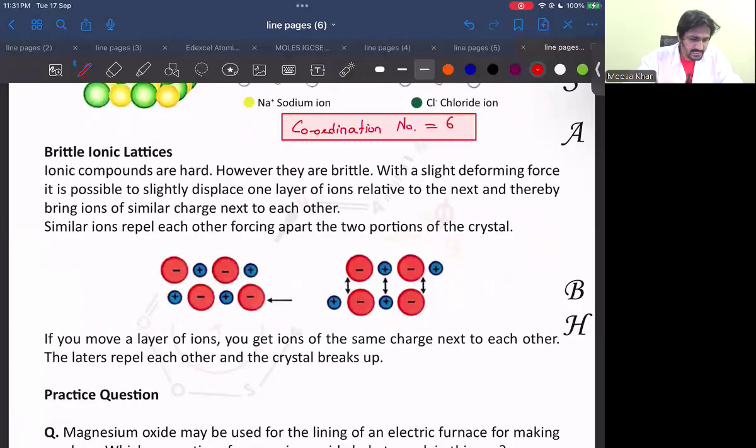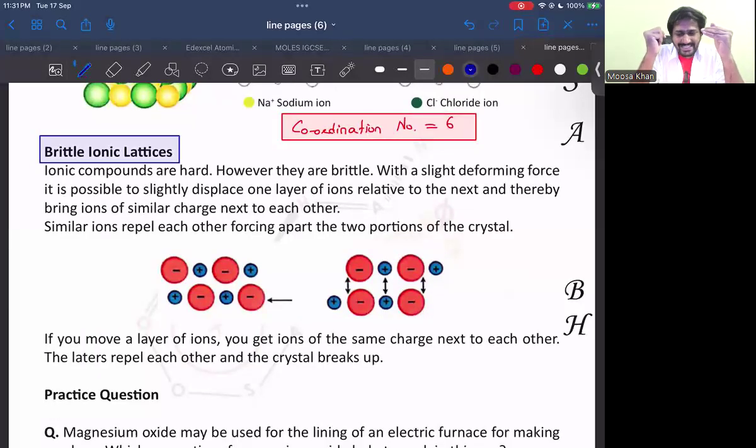We have to understand about the properties of ionic compounds. Ionic compounds are brittle in nature. You guys know what brittle is? Remember, metals were malleable and ductile. Malleability and ductility is the ability of metals to be hammered into different shapes or the ability of metals to be stretched into wires. Means metals, pure metals can change their shape easily without breaking.